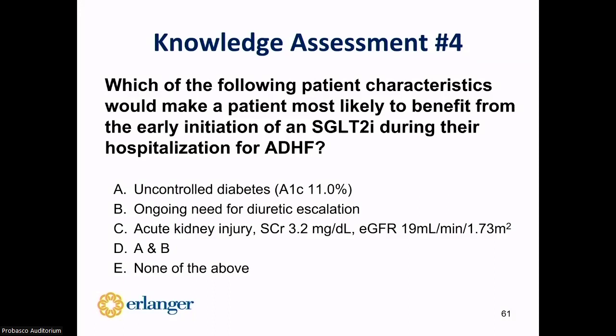Is it A, uncontrolled diabetes with an A1C of 11, B, the ongoing need for diuretic escalation, C, an acute kidney injury with a serum creatinine of 3.2 and an eGFR of 19, D, A and B, or E, none of the above?